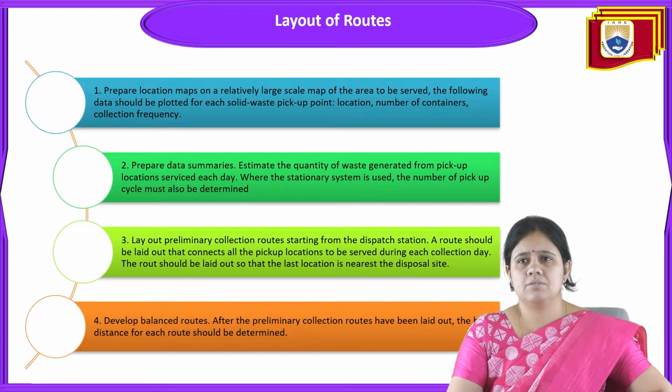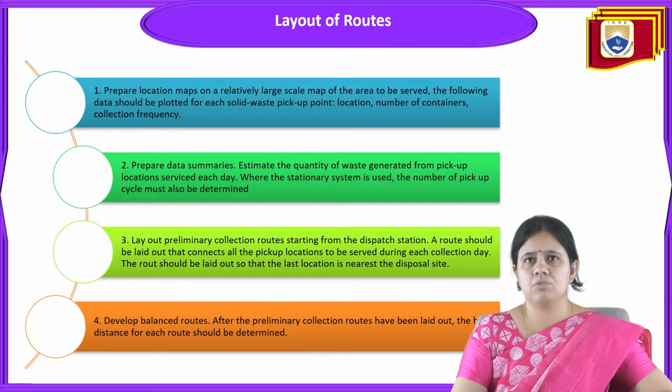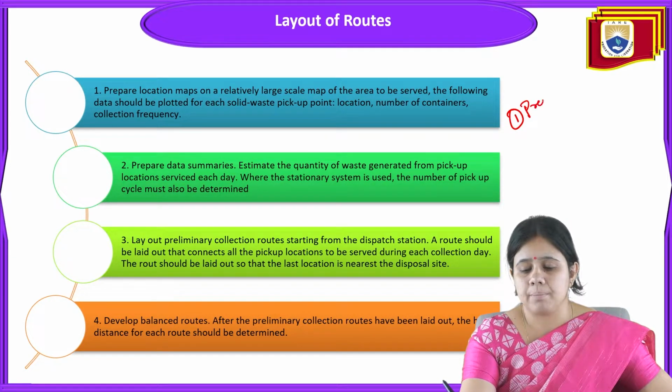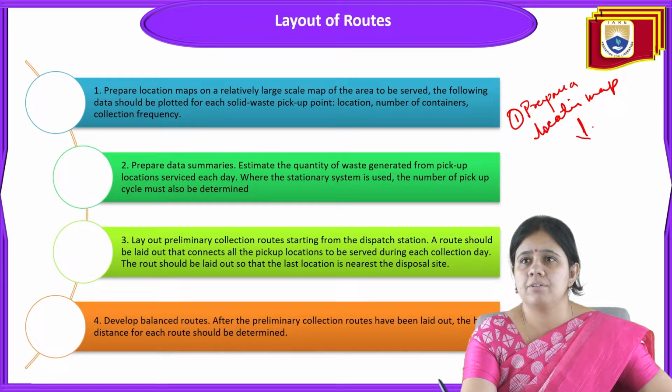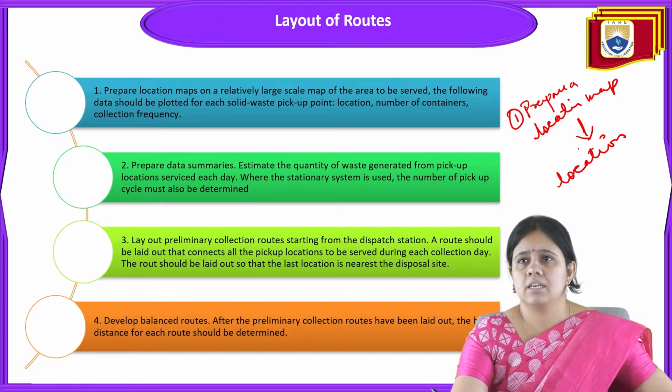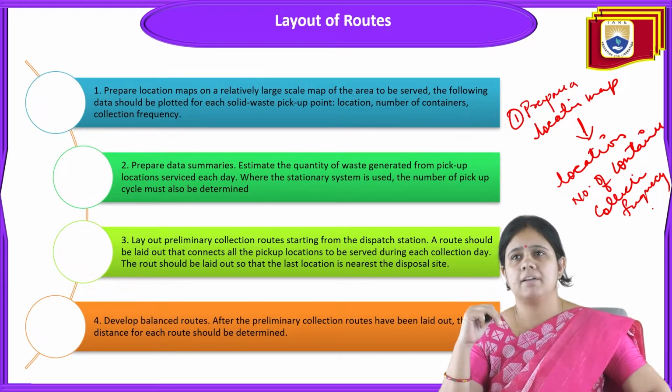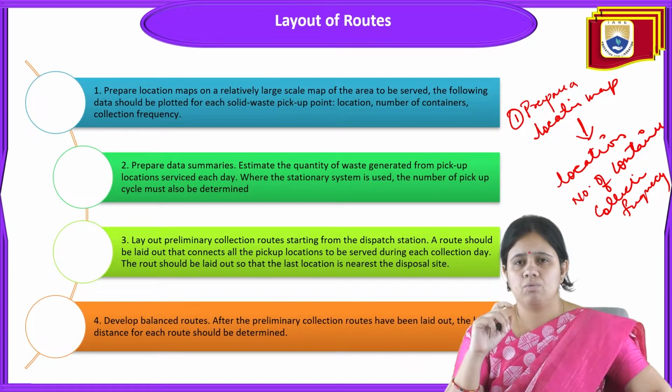Now we come to the fourth point, which is related to the layout of the route. For the layout of the route, the first point is to prepare a location map. In this map we have to follow, first, the location, meaning which type of location it is. Next is the number of containers, meaning how many containers you need, and then collection frequency. These three points are very important while designing a route.